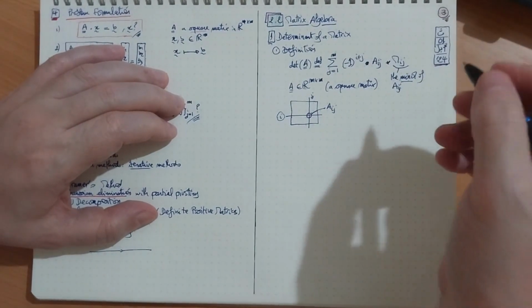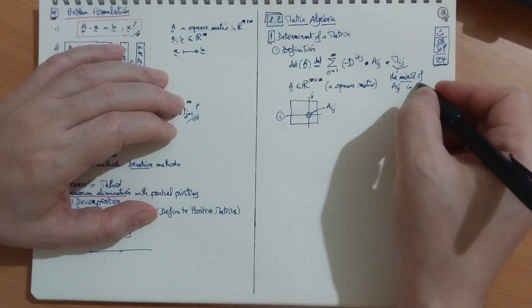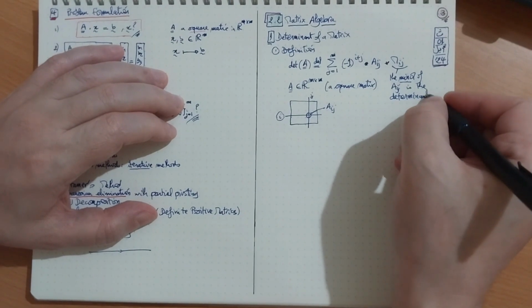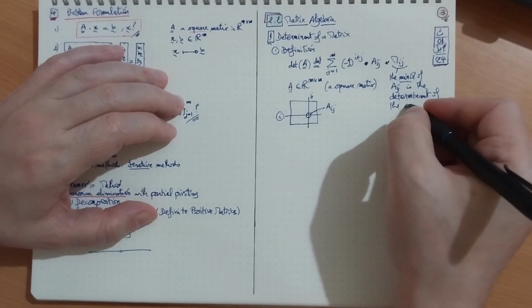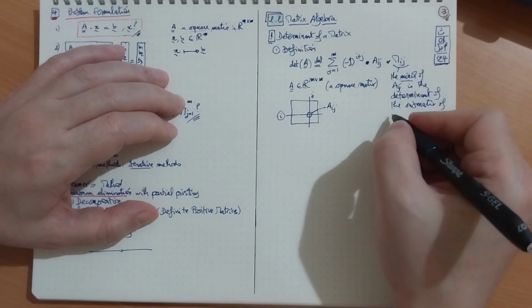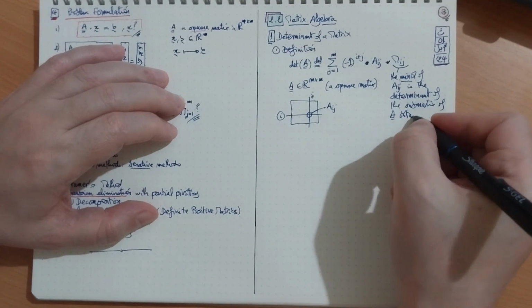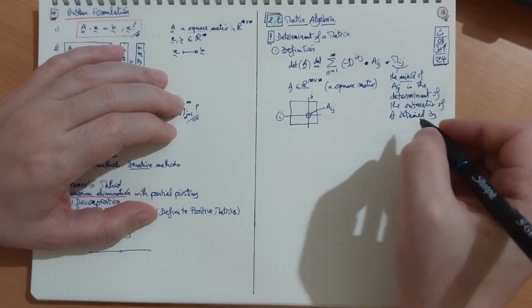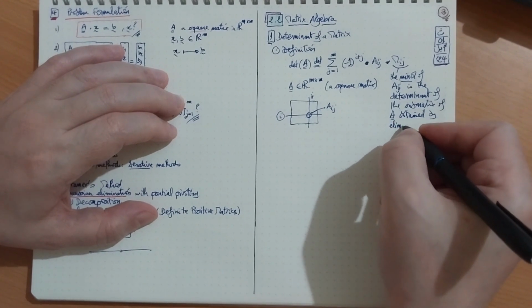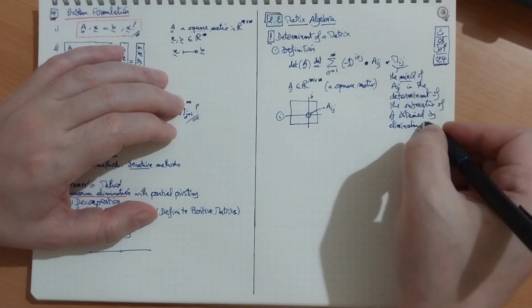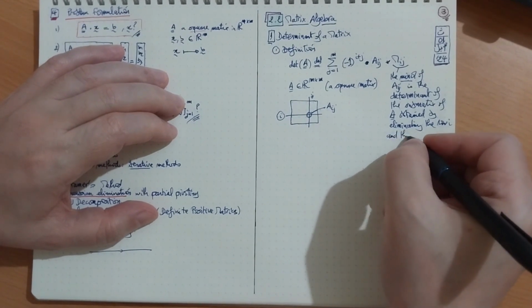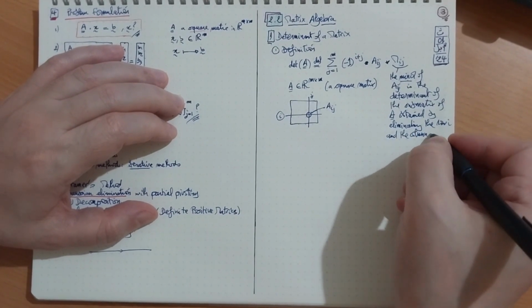The minor of ij is the determinant of the submatrix of A obtained by eliminating the row i and the column j.